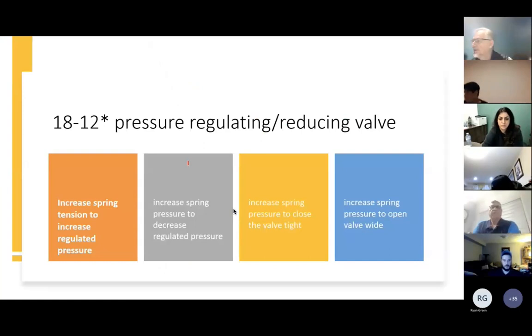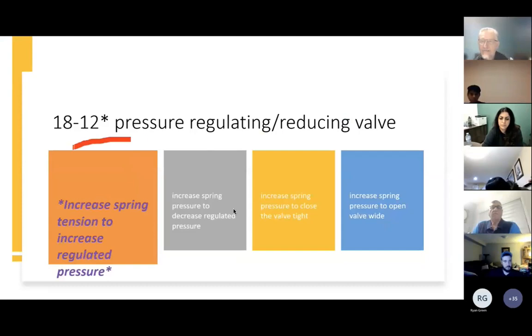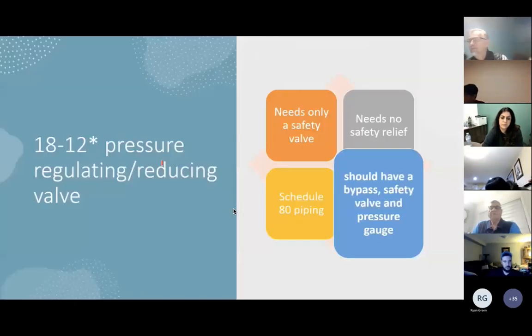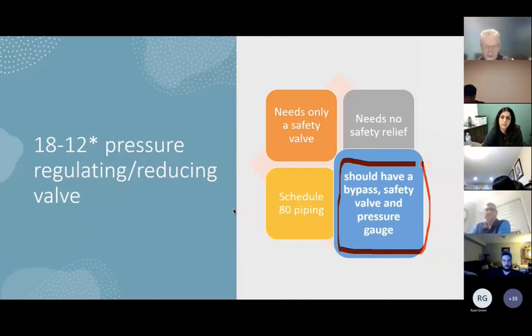Pressure regulating reducing valve. One of these is true. All right. A pressure regulating or reducing valve needs all these things: safety, a bypass, and a pressure gauge.